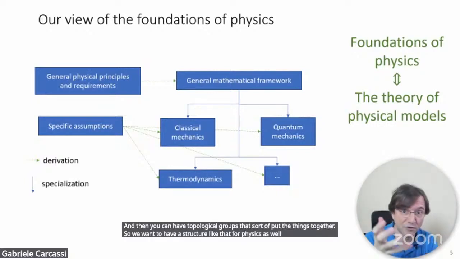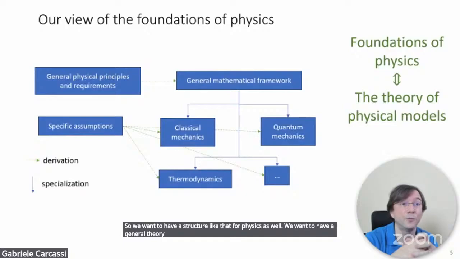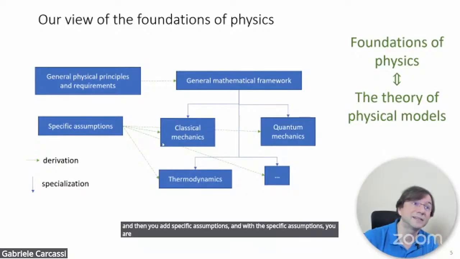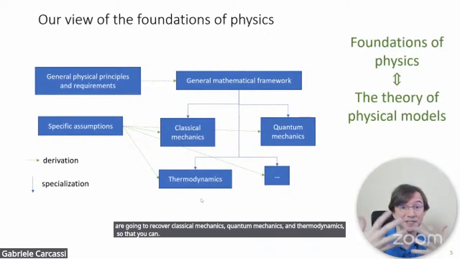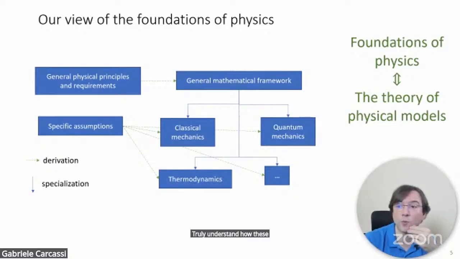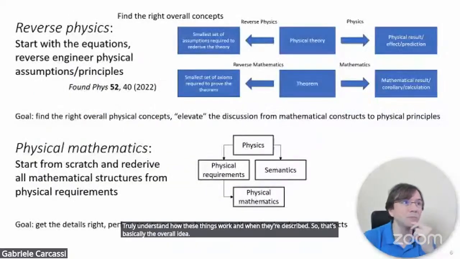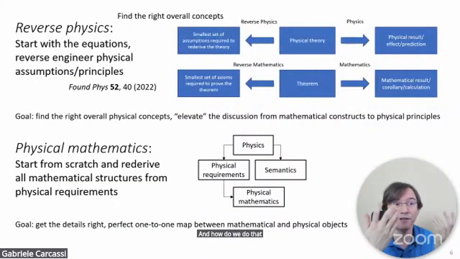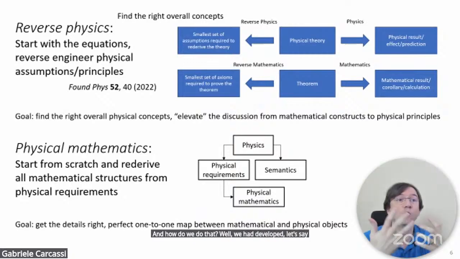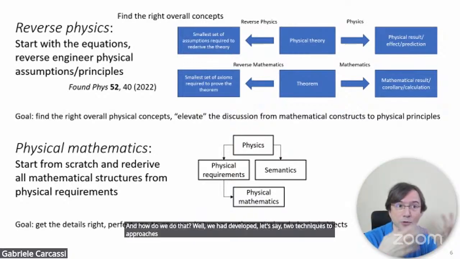We want to have a general theory where there are states, there are experimental tests, and so on. And then you add specific assumptions, and with the specific assumptions, you are going to recover classical mechanics, quantum mechanics, and thermodynamics, so that you can truly understand how these things work and what they describe. So that's basically the overall idea. And how do we do that? Well, we have developed, let's say, two techniques, two approaches to be able to reach this goal.